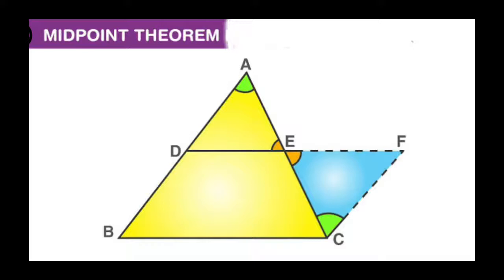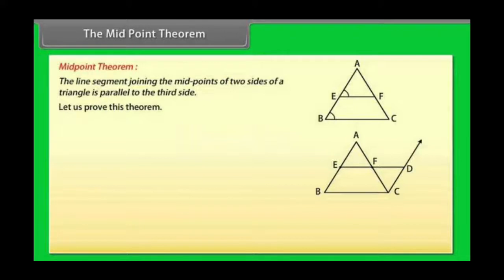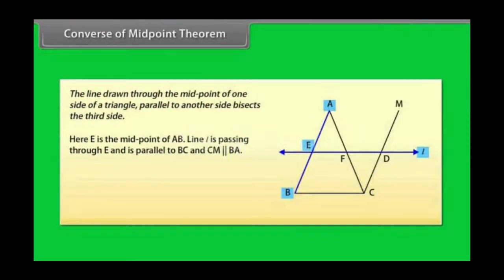Actually, this chapter includes two parts. First part is properties of parallelogram, and the second part or the last part of this chapter is related to triangles. We've already studied different properties of parallelograms in the form of theorem. Same way, here also we have to study two theorems, that is midpoint theorem and its converse.